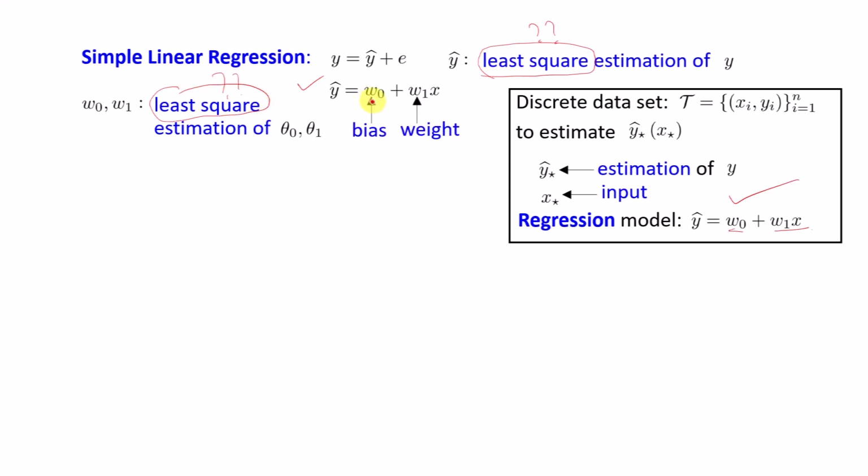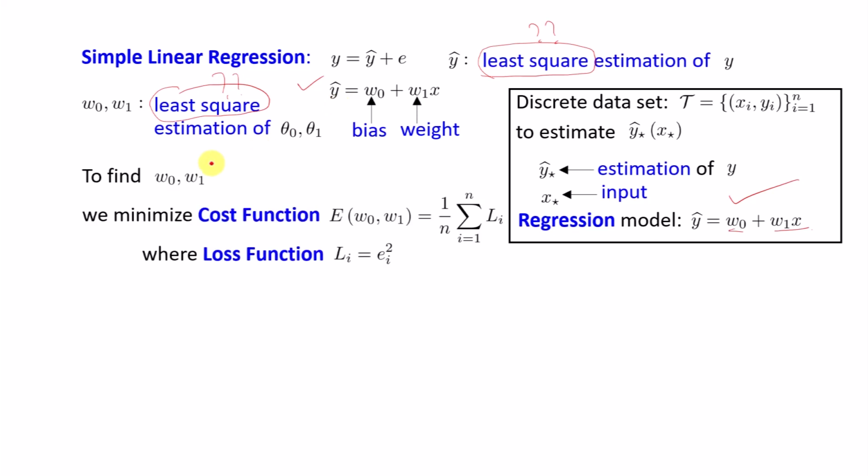In the model, this w naught is called bias and w1 is called weight. If I increase the value of w1, the value of y hat will be more dependent on x. Similarly, if I increase the value of w naught, the value of y hat will be comparatively less dependent on x.